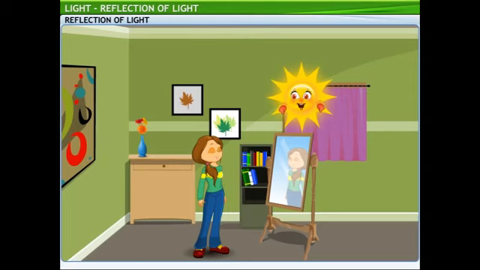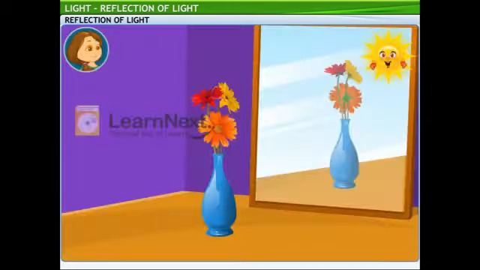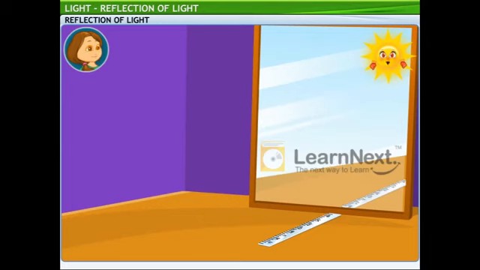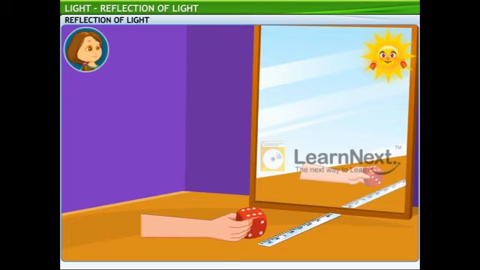Really? Well, it can be proven easily. Let us place a scale perpendicular to the plane of the mirror on the table. The scale will help to measure the distance of the object in front of the mirror and also the distance of the image behind the mirror. Now, remove the vase and place a dice in front of the mirror. This will serve as the object in this activity.